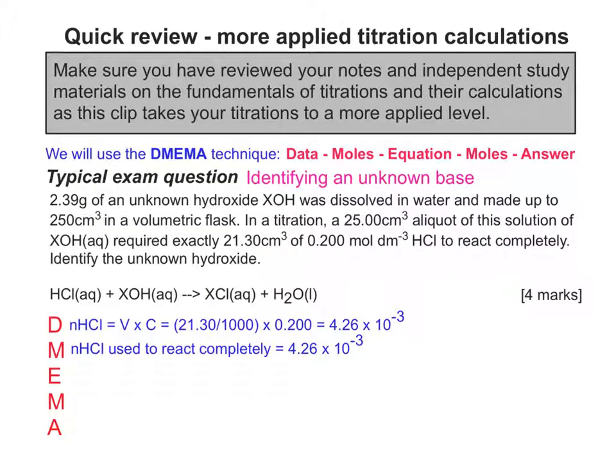If I look at the equation, it tells me that the number of moles of HCl and the number of moles of XOH are the same. So this tells me that the number of moles of XOH in my aliquot is also 4.26 times 10 to the minus 3.